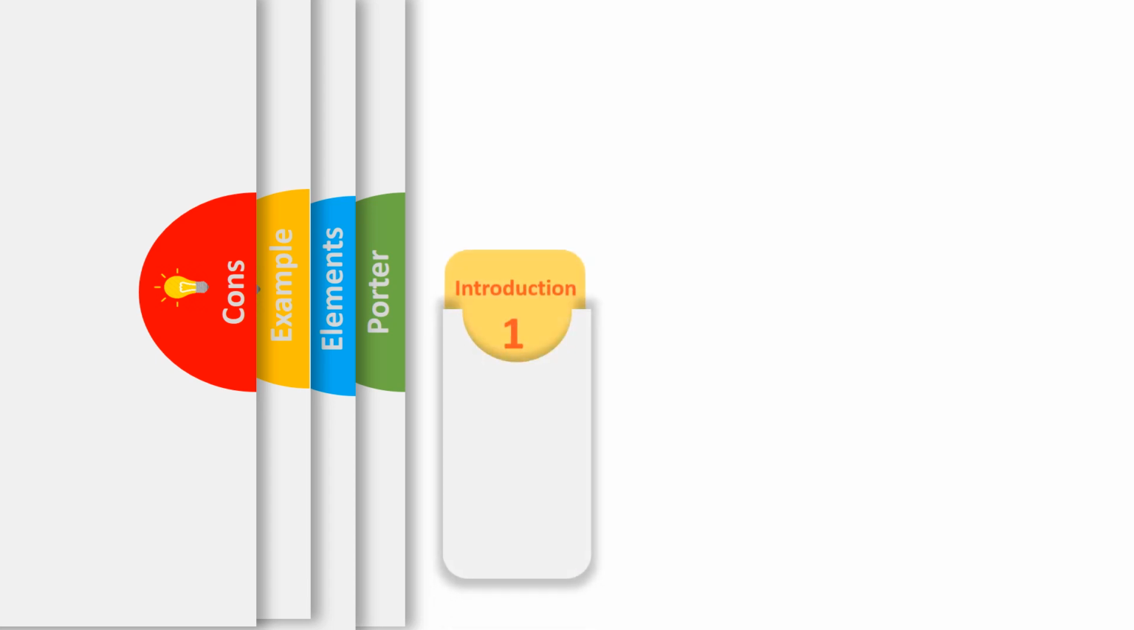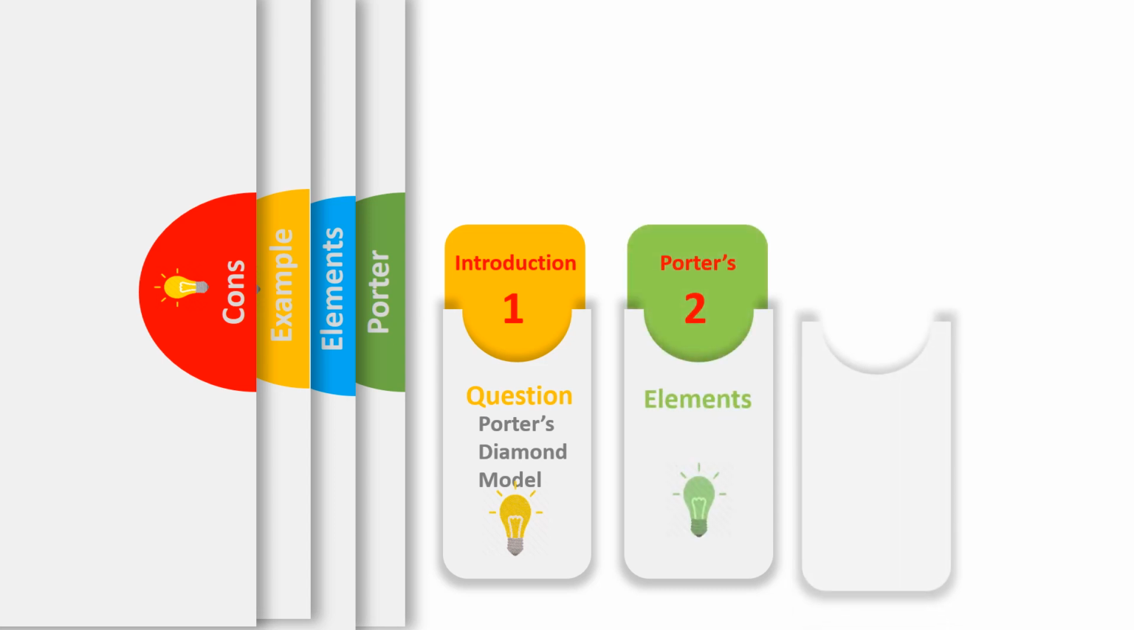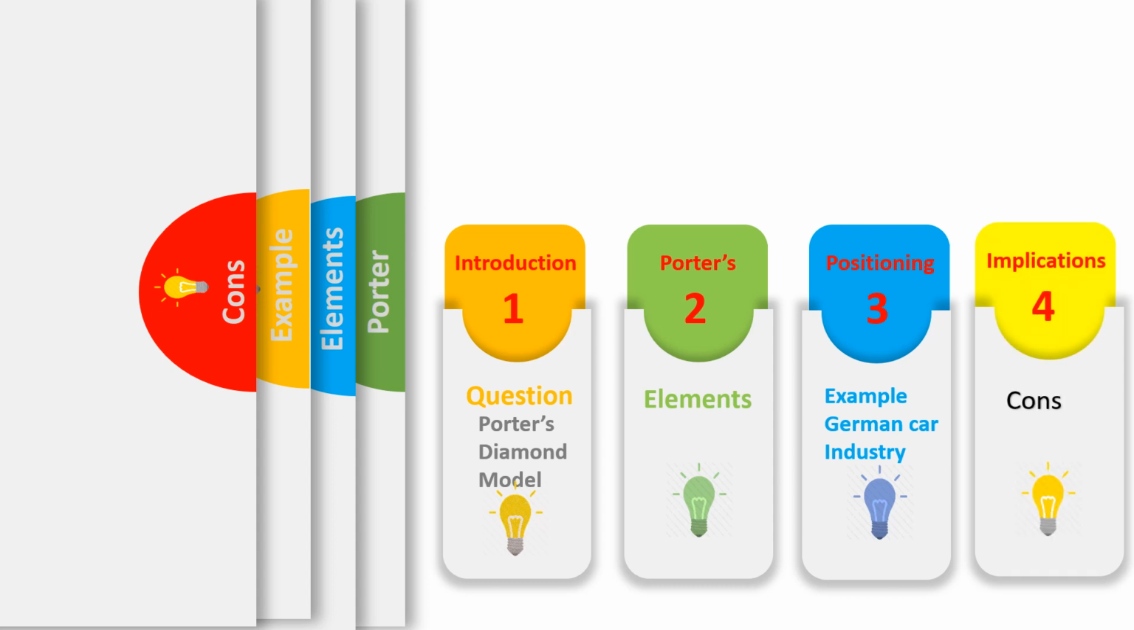Today we are going to be reviewing Porter's Diamond model, Porter's determinants of a nation's competitive advantage. We're going to look at this model and review the different elements of the model. We're going to try and relate the German car industry and market to Porter's Diamond model, and to give a balanced view, we're also going to review some of the disadvantages of this model.